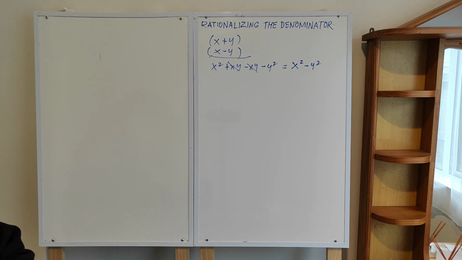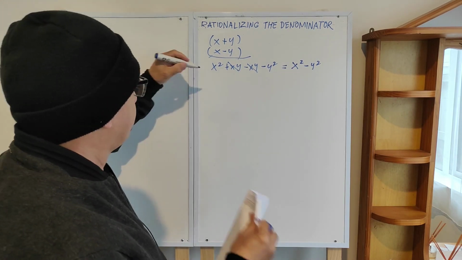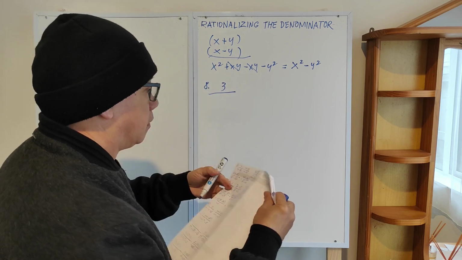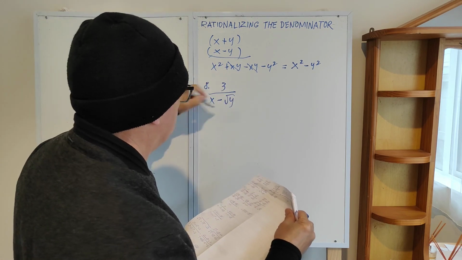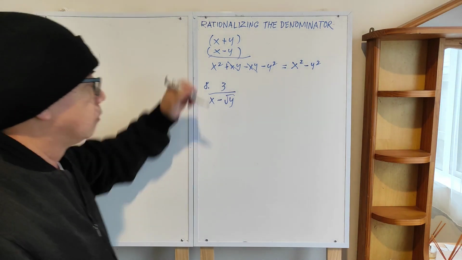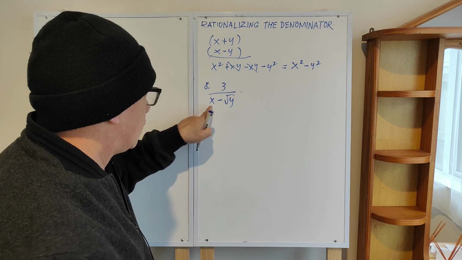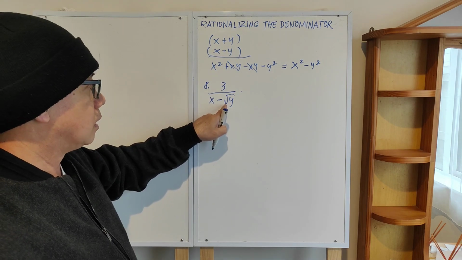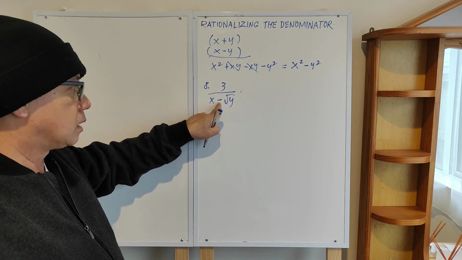So let's proceed with the next example. For example, we have number 8, which is 3 over x minus square root of y. So what we have here are two numbers. One has a square root sign, and the operation is subtraction.